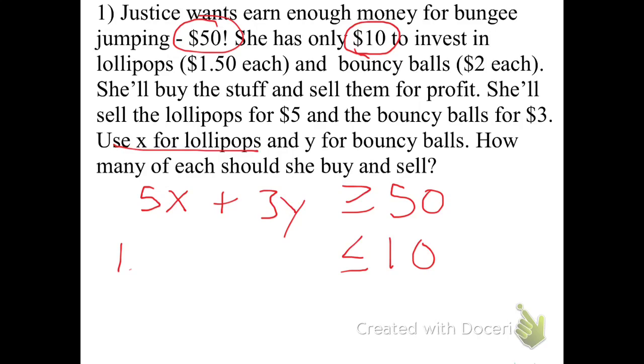Well, she's going to buy bouncy balls and lollipops. It's $1.5 for each lollipop. You have to add in the cost of the bouncy balls. That's 2 times Y. And here are your 2 inequalities. Now that you have them, you need to graph them. So get a coordinate plane. And before you start graphing, you probably want to solve both of these for Y. And we're going to do that on the next screen here.